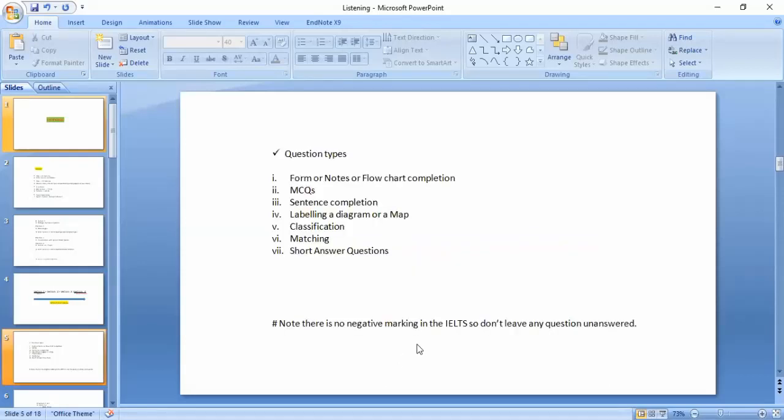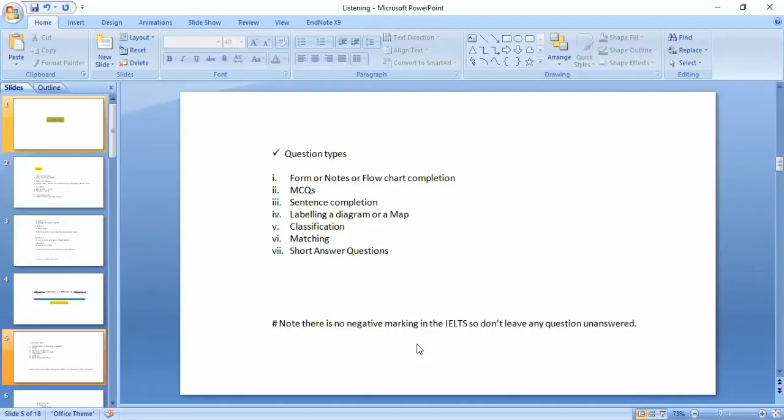Talking about different question types, there will be different question types in the IELTS listening test. Number one is form, notes, or flowchart completion, where there are blanks which you should fill with the information you hear in the audio. Number two is multiple choice questions, where you have to select the answers which you think are correct based on the information you hear in the audio.